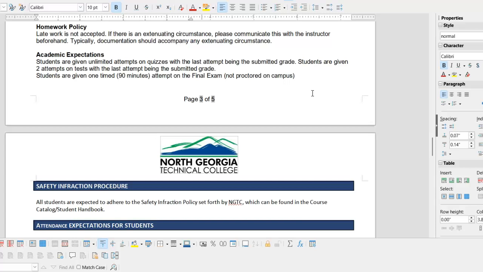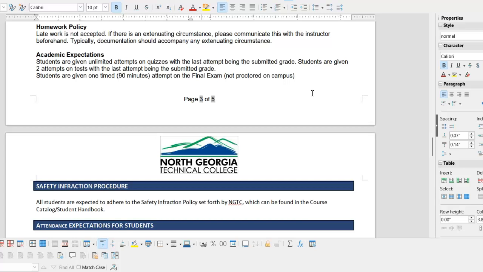Academic expectations, again, this is the college itself. Students are given unlimited attempts on quizzes, with the last attempt being the submitted grade. Students are given 2 attempts on tests, with the last attempt being the submitted grade. And students are given 1 timed 90-minute attempt on the final exam.